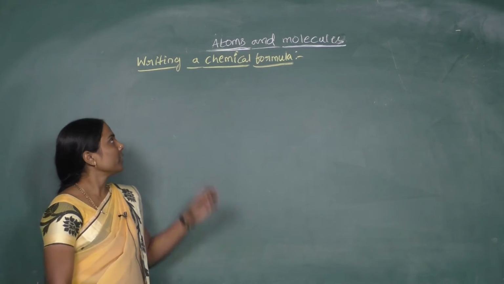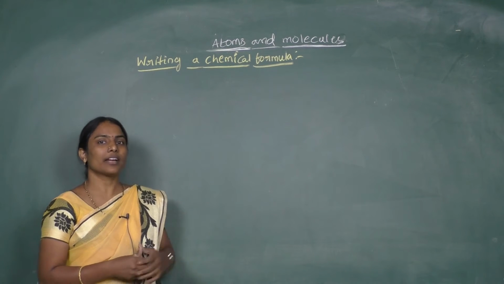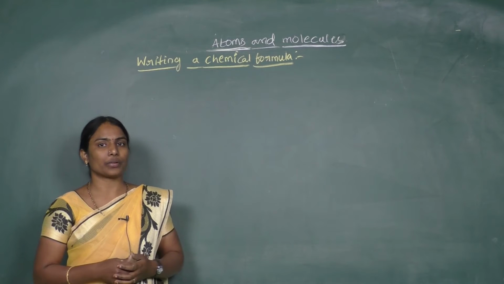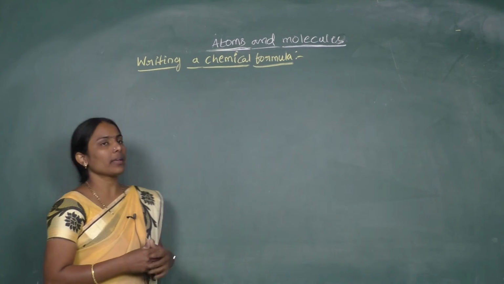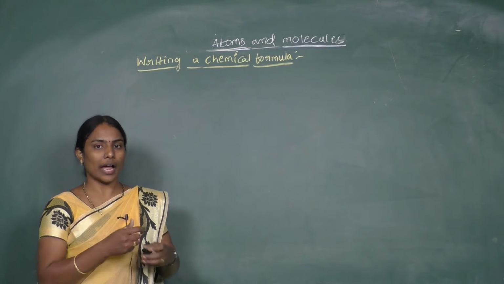Welcome to Brainbox. So in the present session we are going to discuss how to write a chemical formula for a given compound. Now to write a chemical formula, first you need to understand the difference between the ions.